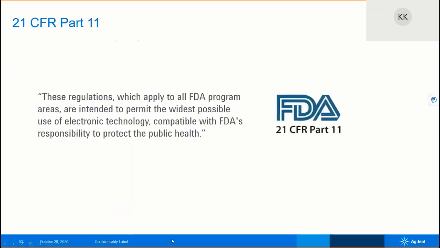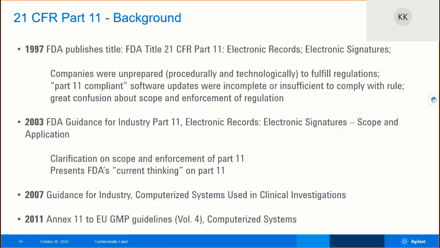So what's the FDA's stand on the 21 CFR Part 11? It says these regulations, which apply to all FDA program areas, are intended to permit the widest possible use of electronic technology compatible with FDA's responsibility to protect the public health, right? So that is the FDA's main goal, protect the public health, and they see that data integrity is a very important aspect of this. So some background, I don't want to go into all of this.